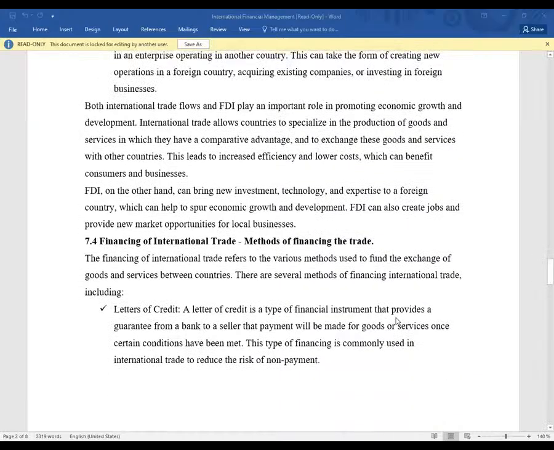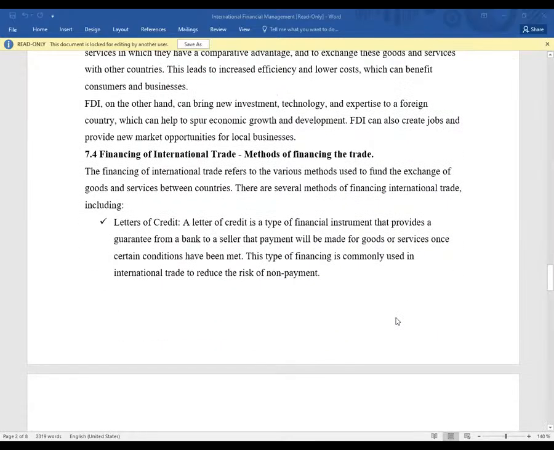Financing of international trade. If, for example, today, Gloria, you are to get some business to supply goods to the US, how will you be able to finance this? And maybe you don't have the dollars, you don't have the money. Then you can go to your bank, for example, and get what we call a letter of credit. A letter of credit is a type of financial instrument that provides a guarantee from a bank to a seller that payment will be made upon delivery.